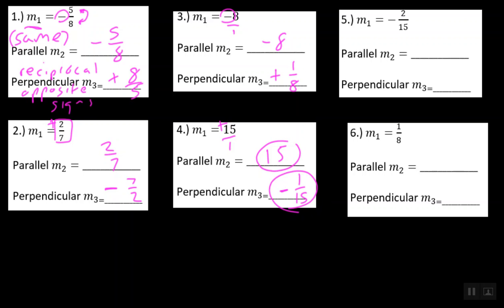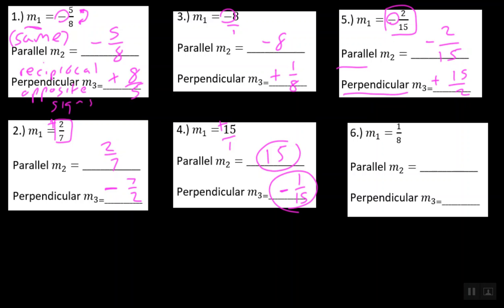Alright, moving on. Here's our M1, and we know that if our first slope is negative 2/15, our parallel slope must also be negative 2/15. Let's talk about perpendicular. If this is a negative, our perpendicular slope must be a positive, and 2/15 becomes 15/2. Bam, we have our answer.